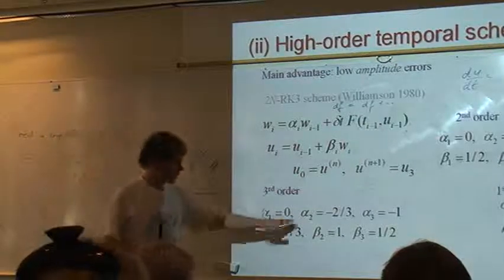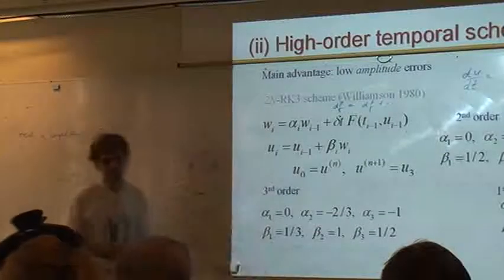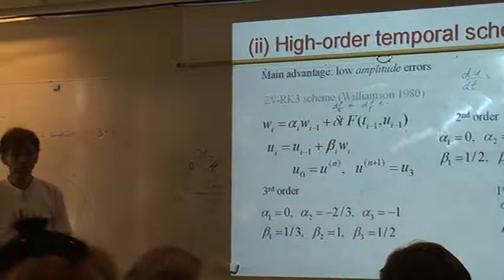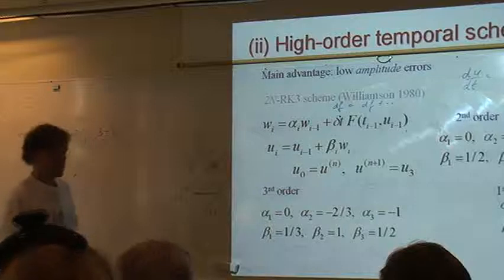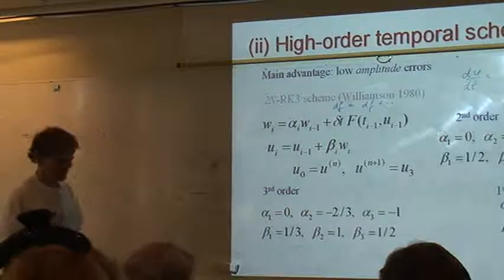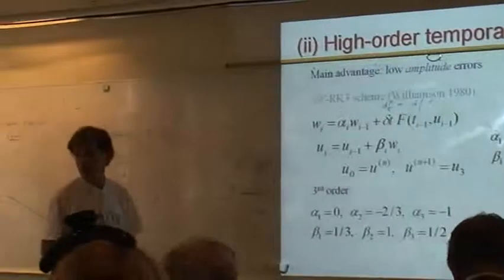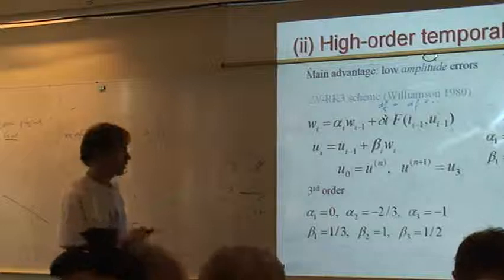Because these are not unique coefficients. You can come up with different choices of these coefficients, and the scheme stays always of the same order. So it's not a unique choice of these coefficients. And I think the reason is that it's only third order with respect to all linear terms, not with respect to nonlinearities.